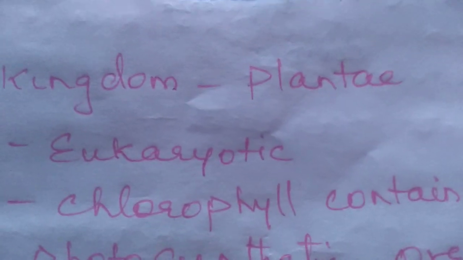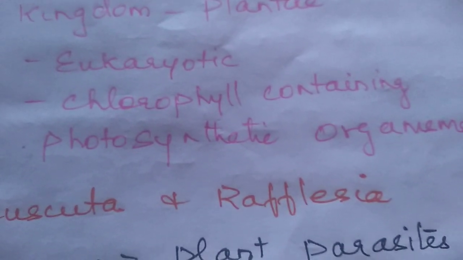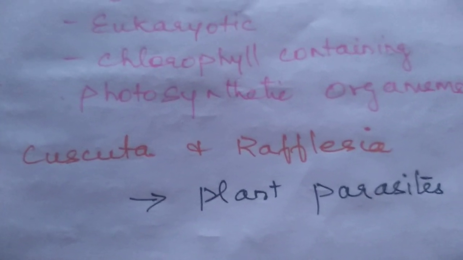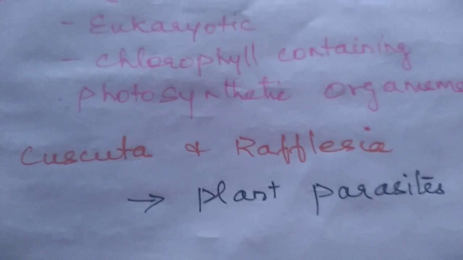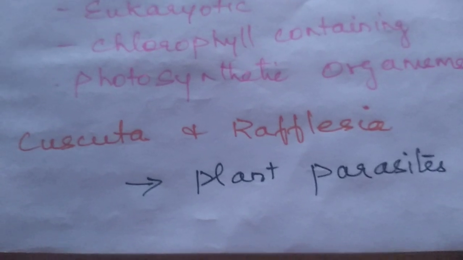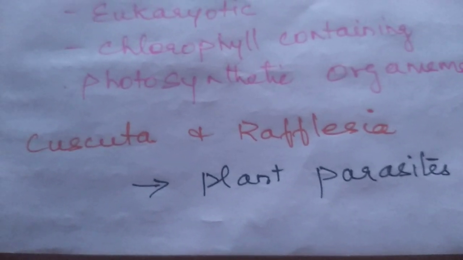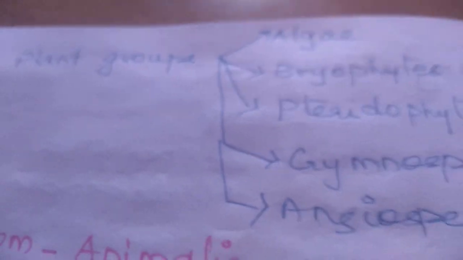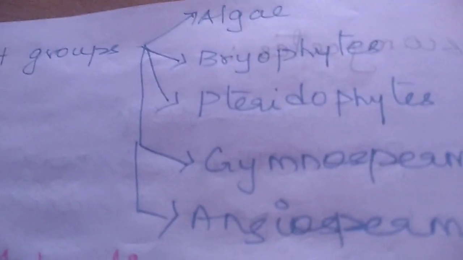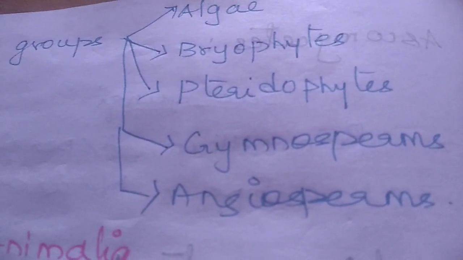The next kingdom is Plantae. Plants are eukaryotic and contain chlorophyll, and they are called photosynthetic organisms. Already we have seen plant parasites. They grow on other plants for their support and nutrition, and the famous examples are Cuscuta and Rafflesia. You know Rafflesia is the largest flower. And plants are arranged into 5 groups, namely algae, bryophytes, pteridophytes, gymnosperms and angiosperms.